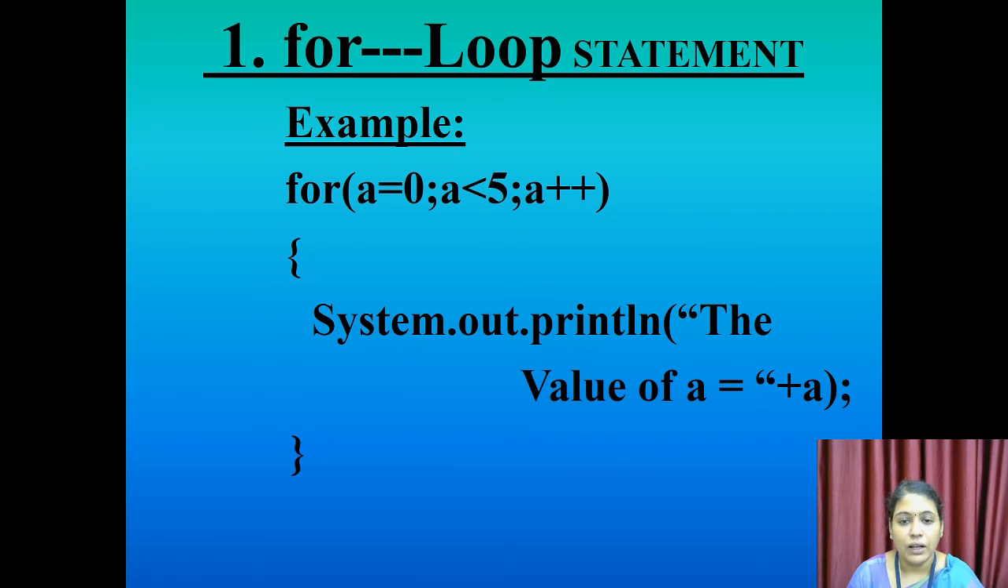So first the value of a is equal to 0. At that time a is printed on screen. Next the a value is incremented by 1. Now the condition is checked. 1 is less than 5. Yes, it is true. True means the control comes to the section of the for loop. So in the section of the for loop, the value of a is equal to 1 is printed on screen.